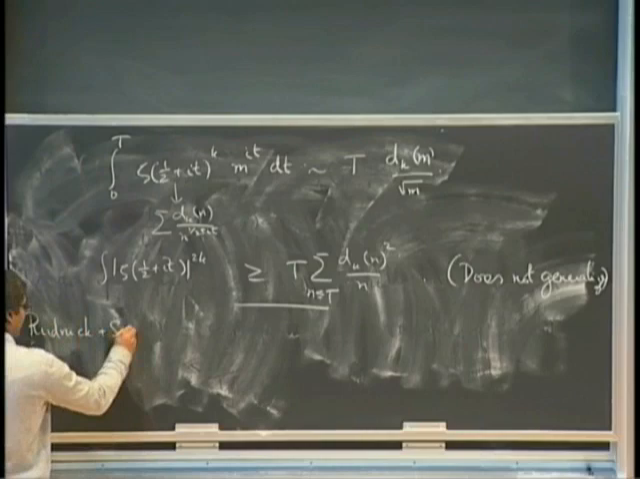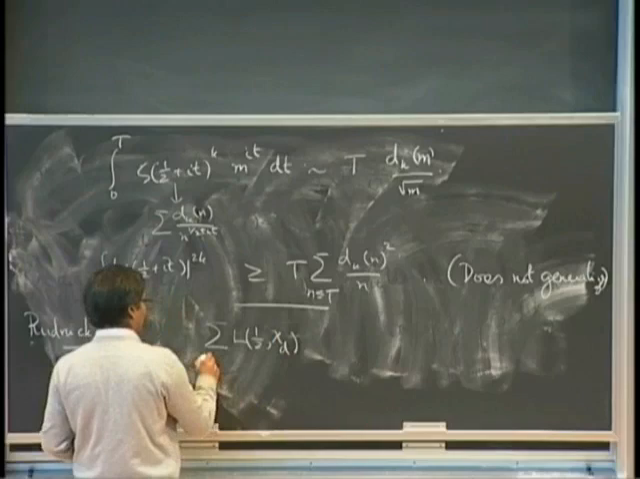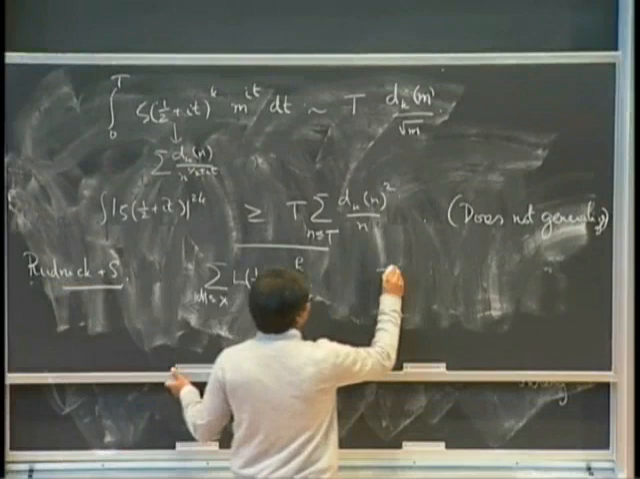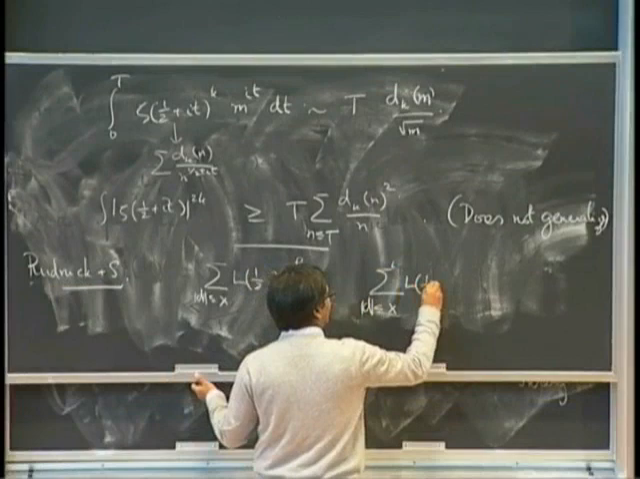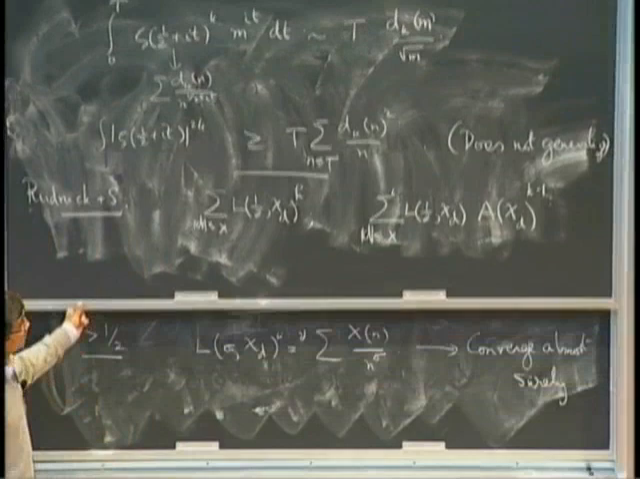So let me just say what happens for, say, L(1/2, chi_d). So you want to get some lower bound for the kth moment of this. And what you do is you look at the sum over discriminants d of L(1/2, chi_d) times some Dirichlet polynomial A(chi_d) to the k minus 1. So at least this works when k is a natural number.